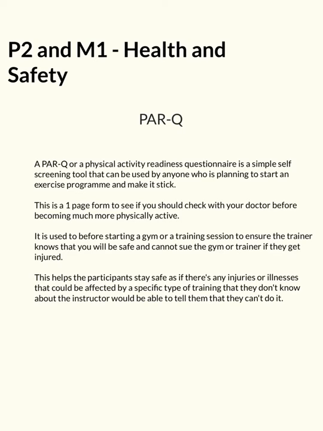This helps the participant stay safe, as if there is any injuries or illnesses that could be affected by a specific type of training or a specific machine that they don't know about, the instructor would be able to tell them that they cannot do it. For example, with an arm injury or a chest injury, you can't then do bench press as it will tear or injure the muscles in your chest. Or if you've got a heart condition and you're on a running machine, you're not going to have a heart attack.